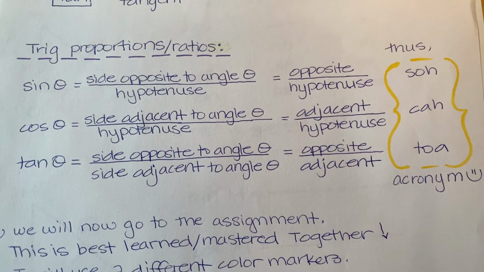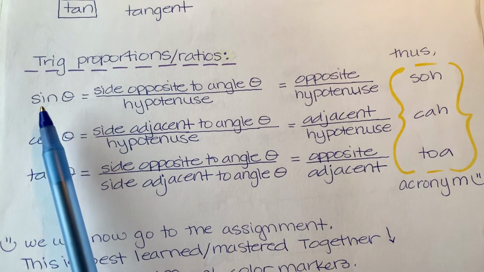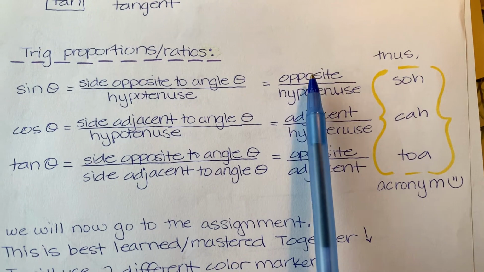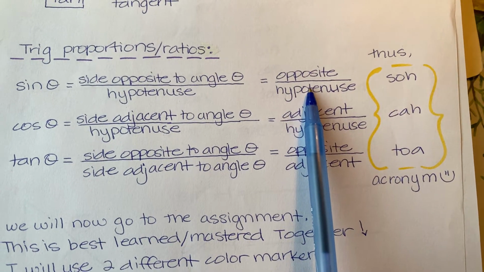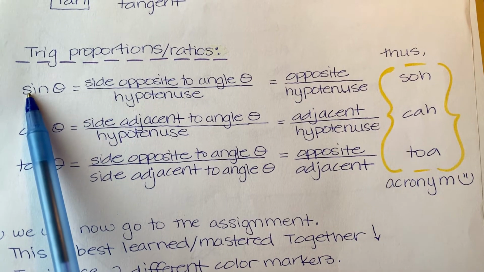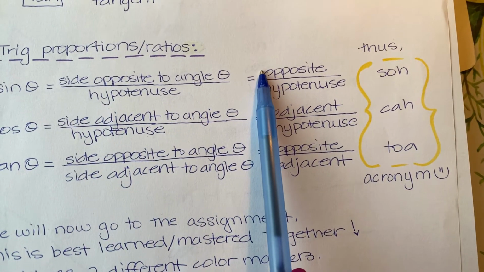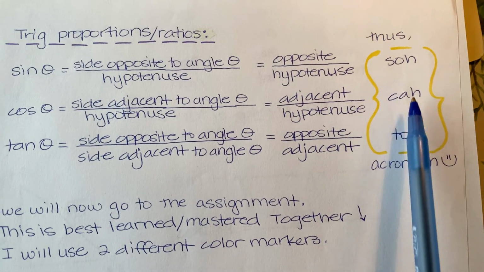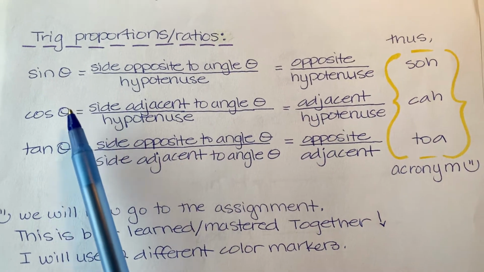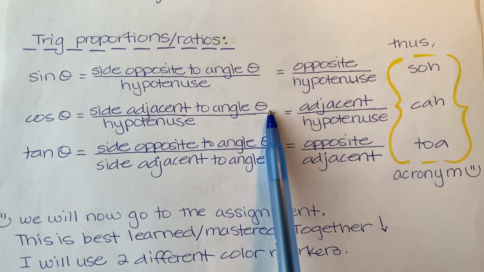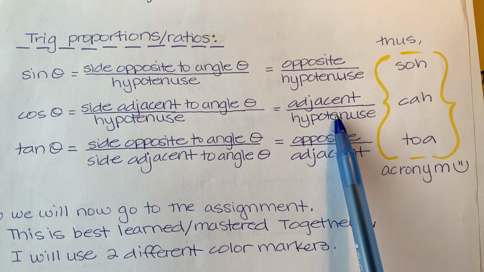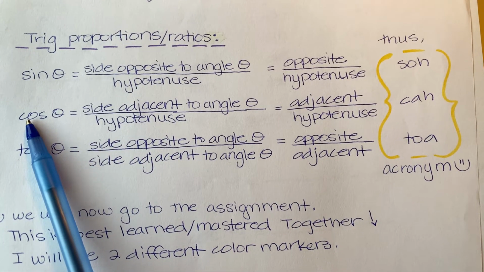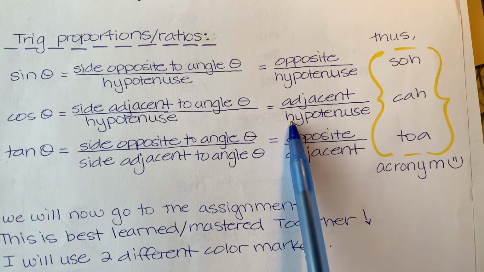Okay, so these are your trig ratios. Sine of theta, or sine of x, or sine of the angle, is the side opposite to angle theta over hypotenuse. It's abbreviated opposite over hypotenuse, or S sine, O opposite, H hypotenuse, SOH. So this is the acronym, Sohcahtoa. Cosine theta is equal to the side adjacent to angle theta over hypotenuse, adjacent over hypotenuse, and so it's CAH. Cosine starts with the letter C, adjacent, A, hypotenuse, H.